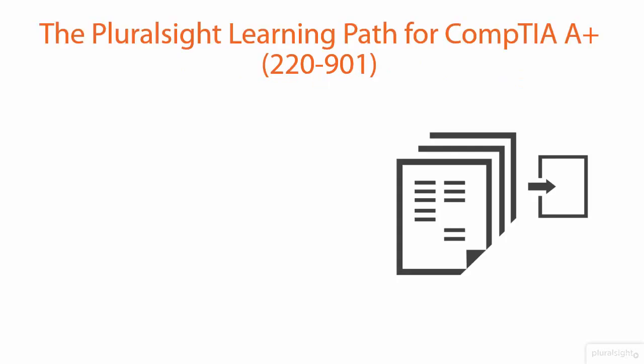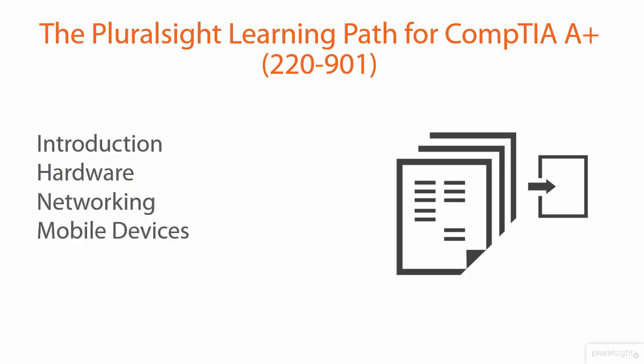Let's take a brief look at the learning path that we've developed for you here at Pluralsight to help you pass the CompTIA A+ 220-901 certification exam. The learning path consists of 5 courses, the first of which is an introduction to the certification and essentially serves as a grounding before we take flight with the content itself. Hardware, networking, mobile devices, and troubleshooting all correspond to the content domains as published by CompTIA for the A+. You can download that blueprint by visiting comptia.org.